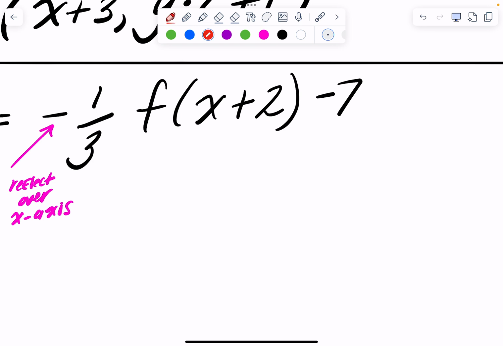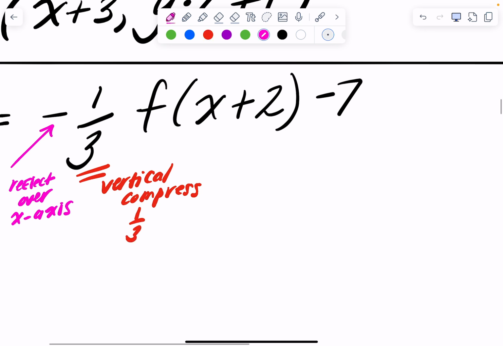This is a vertical compress. You could use the word scale. Vertical compress of 1/3. I should have written a note of this. We're going to be timesing our y's by -1. We're also going to be timesing our y's by 1/3.